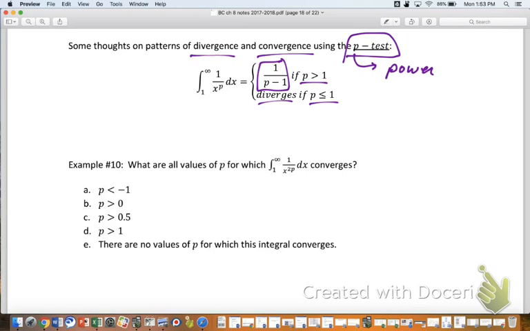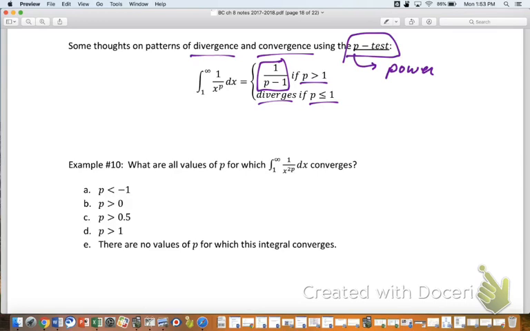Okay, so example 10. What are all the values of p for which the integral from 1 to infinity of 1 over x to the 2p converges? So it's no longer just an exponent of p, it's 2p. What values of p would make that integral converge? That's obviously a multiple choice, so it gives you a little example of what you might be asked. The p-test would make this a little bit easier. So any thoughts? What could I do? Any answers, thoughts, considerations?